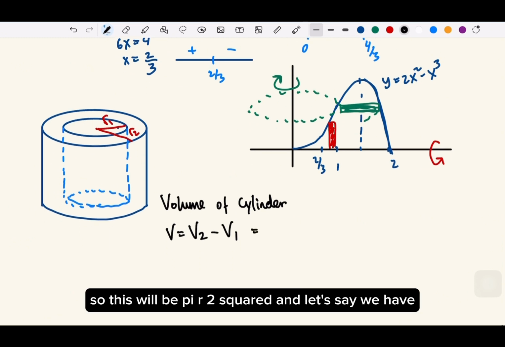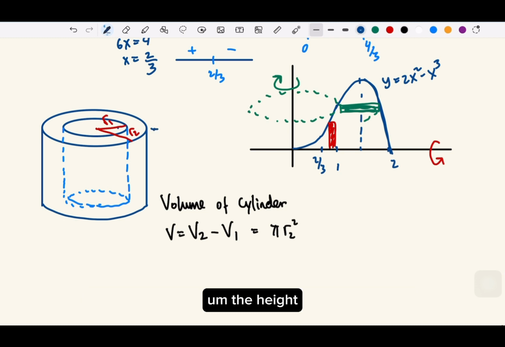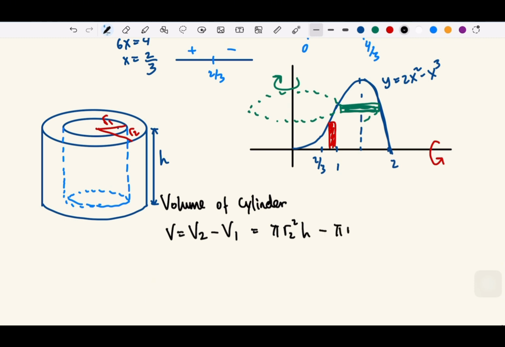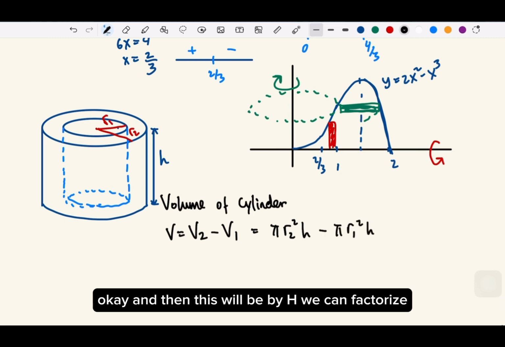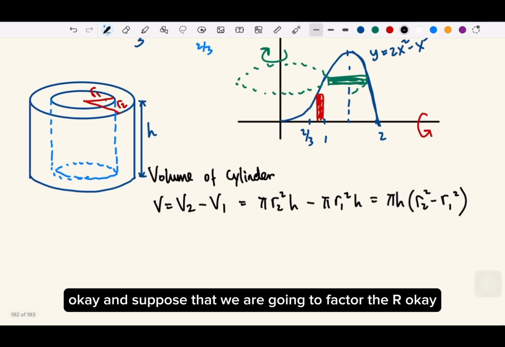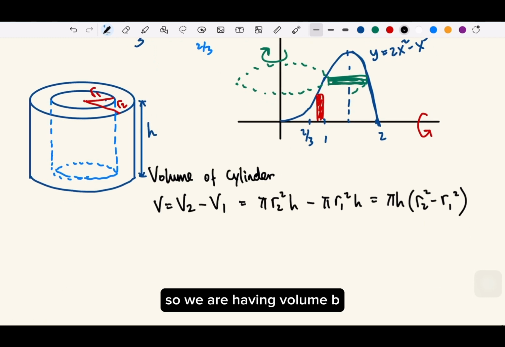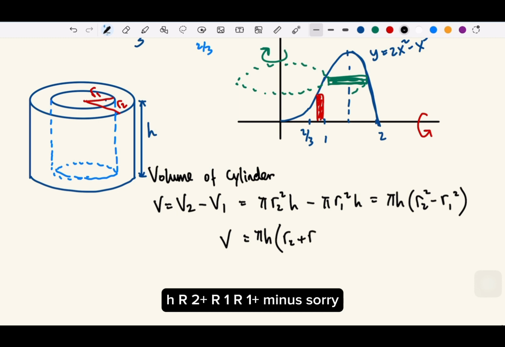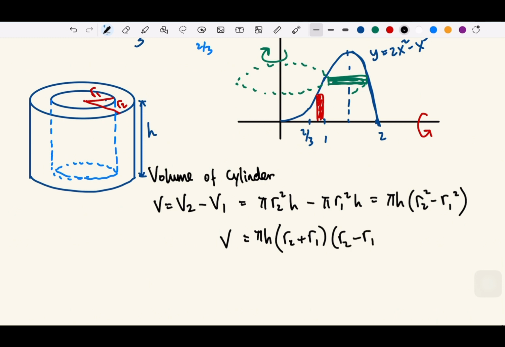So this will be pi R2 squared, and let's say we have the height. This is h. So let's write this h and minus. Okay. And then this will be pi h. We can factorize. Okay. And suppose that we are going to factor the r. Okay. So we are having volume pi h (R2 plus R1)(R2 minus R1), sorry.